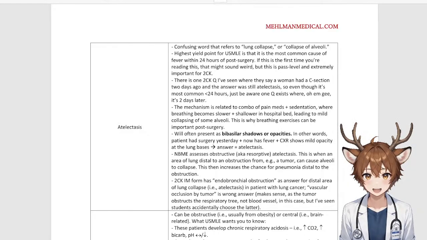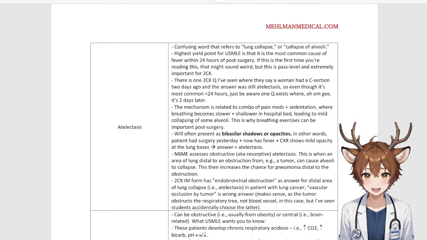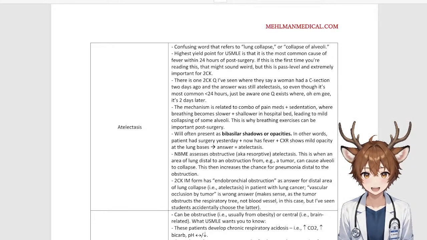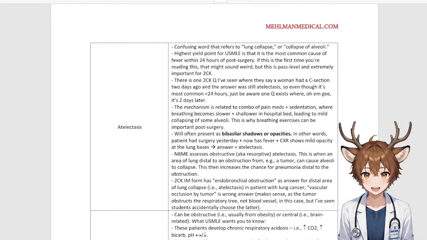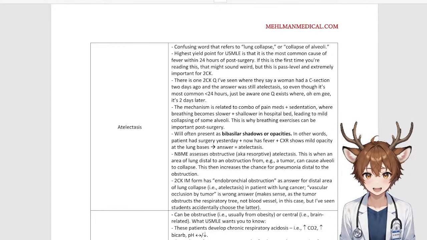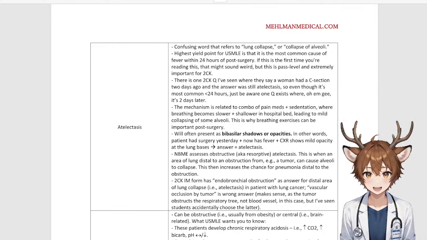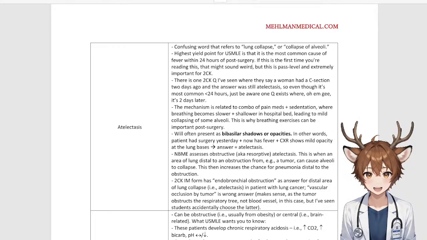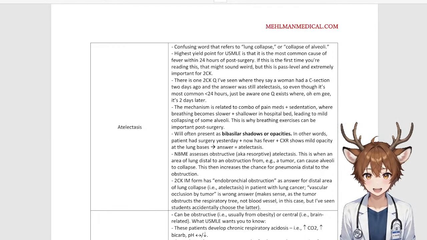NBME asks about obstructive, aka resorptive, atelectasis. This is when an area of the lung distal to an obstruction, let's say for example a tumor, can cause alveoli to collapse. This then increases the chance for pneumonia distal to the obstruction. The 2CK internal medicine form has endobronchial obstruction as the answer for distal area of lung collapse, that is to say, for example, atelectasis in patients with lung cancer. Vascular occlusion by tumor is the wrong answer. Makes sense, as the tumor obstructs the respiratory tree, not the blood vessel in this case, but I've seen students accidentally choose the latter.